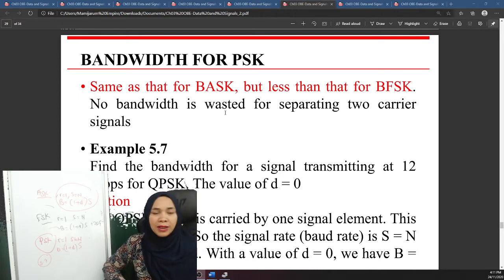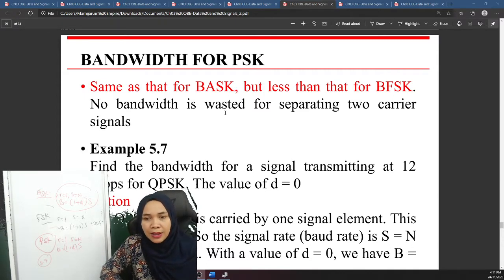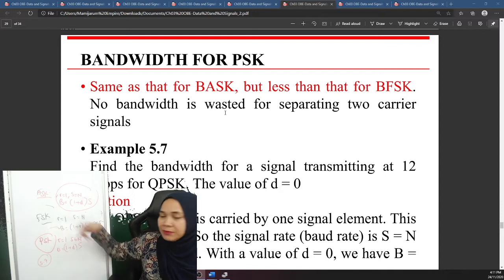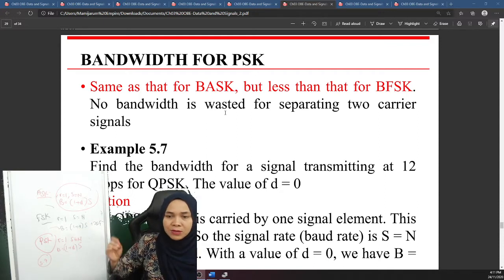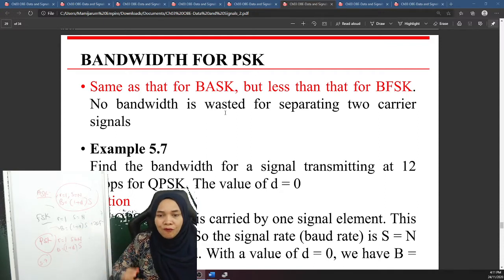The value of QPSK we have not learned. It is not in the syllabus. So this is an example, the same method. The most important thing is that you understand the values given, and you must memorise the formula, then you can get either the signal rate or the bit rate.